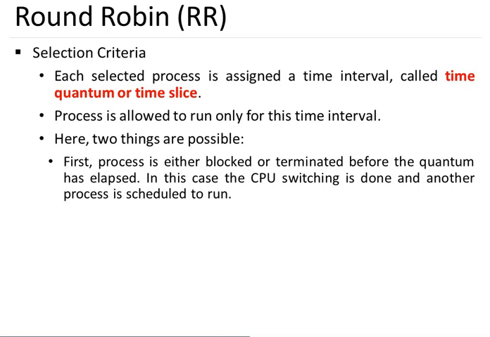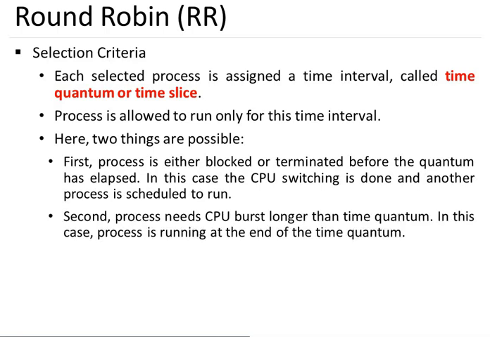The first: the process is either blocked or terminated before the time quantum has elapsed. So it may be possible, for example, if we say the time quantum is 10 units and the process burst time is just 5 units. Is it possible that the process is terminated or blocked before the time quantum has elapsed? In this case, CPU switching is done and another process is scheduled to run.